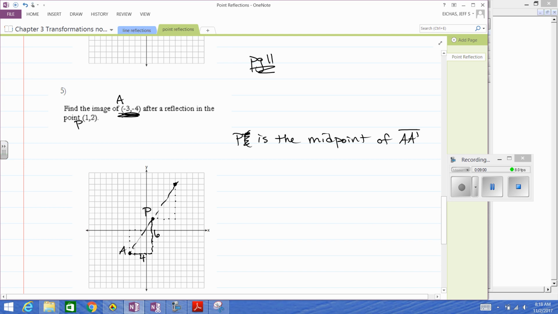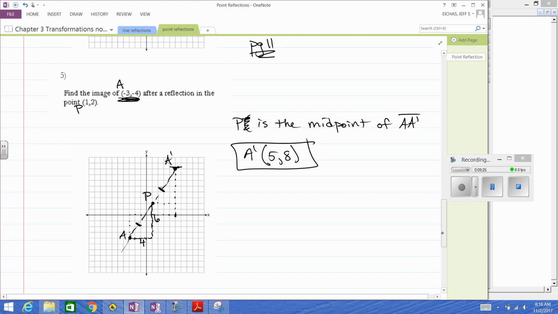Okay? So you get these points to be along the same line, and the distance from A to P has to be the same as A prime to P. That's all we want. So that's 5, and 8. Okay, so the point A prime is going to be 5, 8.